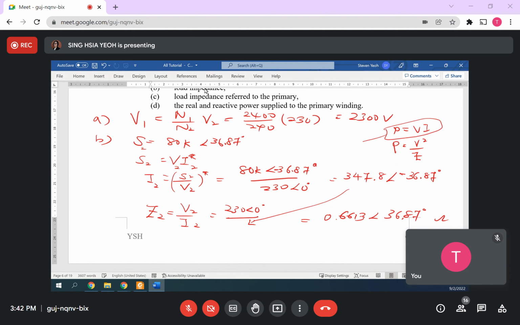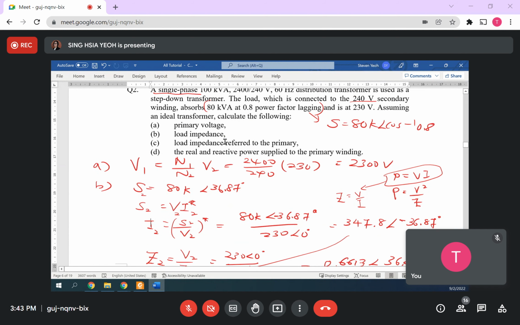VI, P equals to VI, then means what? Means this one. Then only you want to find impedance, then only you use Ohm's law. Understand? You need to use two formula. Power formula and also Ohm's law, like this. Power formula, VI conjugate, then Ohm's law. Okay, understand? Any question?